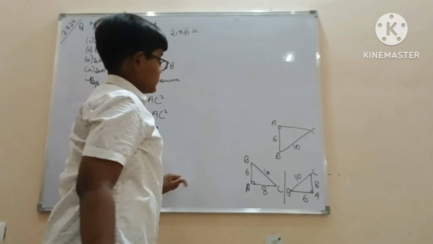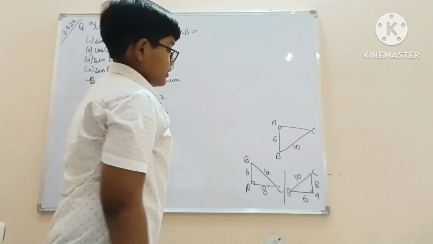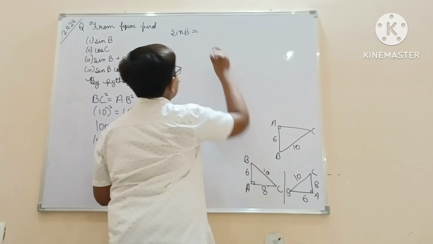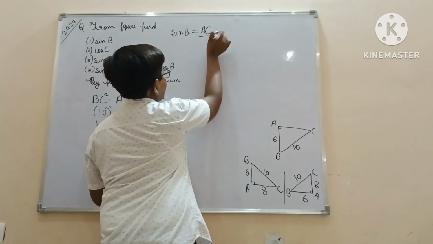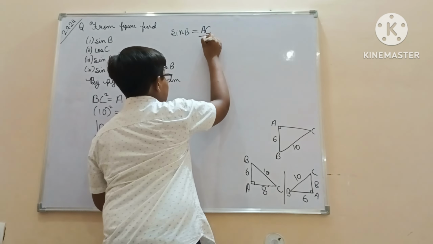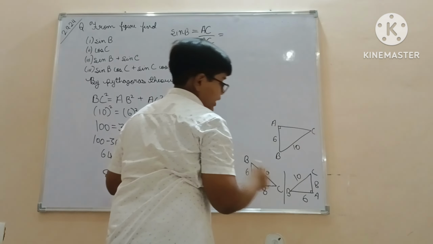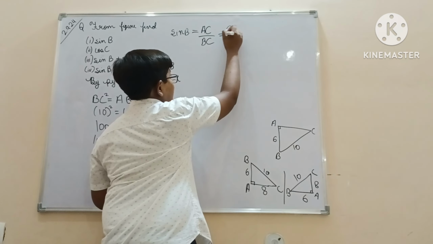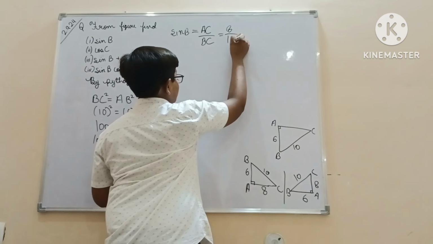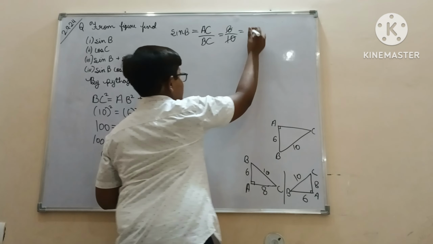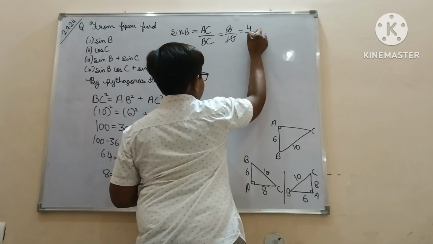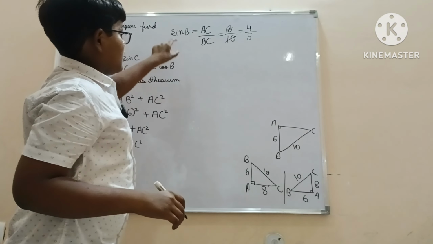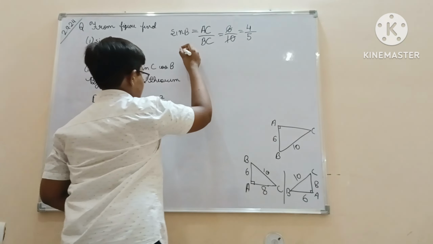So the value of sine theta is height divided by hypotenuse. The height of this triangle is AC, and the hypotenuse of this triangle is BC. So height is 8 and hypotenuse is 10. These both values will be cancelled by 2, and it will give us 4 divided by 5, which is our first trigonometrical ratio, sine B.